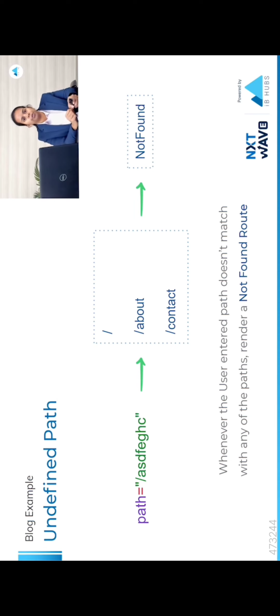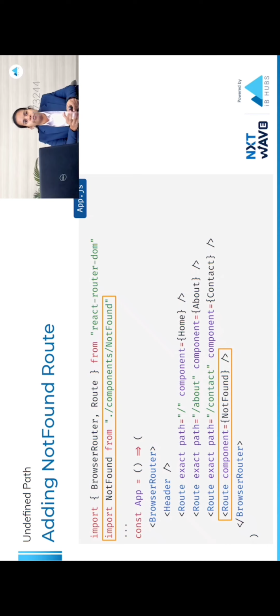Okay, so let's see how to do that. In such scenarios, instead of writing any path, you just use the route. You need not specify the path there. You can directly specify the component. If you write a route without specifying the path, it will be considered the default component. So if none of the paths match, by default this component will be rendered. Okay, clear? So let's try this out.